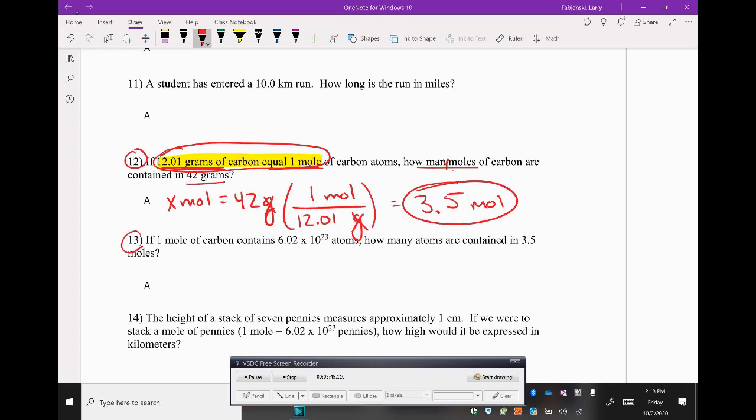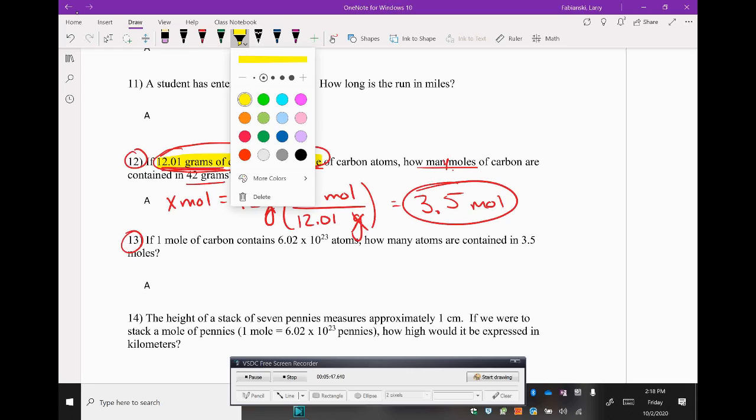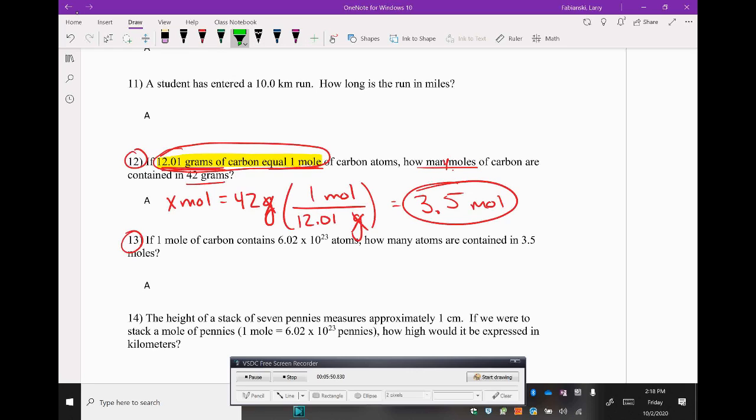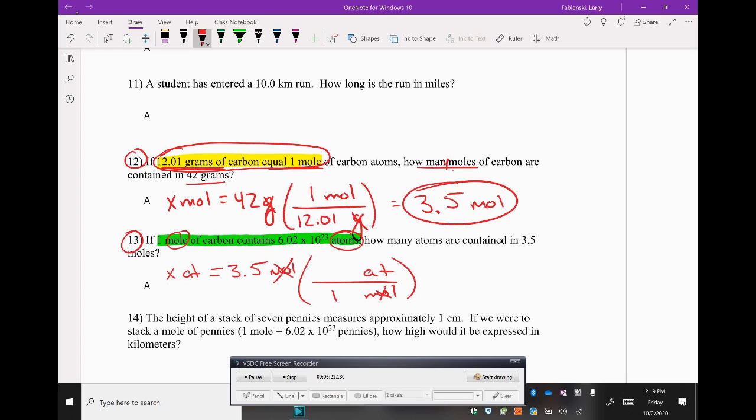Let's take a look at 13. Again, reading this, if 1 mole, let's change our highlighter color, that's kind of fun. If 1 mole of carbon contains 6.02 times 10 to the 23rd atoms, there is our conversion factor. How many atoms are contained in 3.5 moles? So, X atoms, go AT, equals 3.5 mole. Conversion factor, mole has to go on the bottom in order to cancel. And from here we see we can go from moles to atoms. 1 mole is 6.02 times 10 to the 23rd atoms.